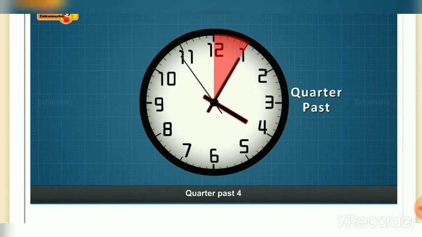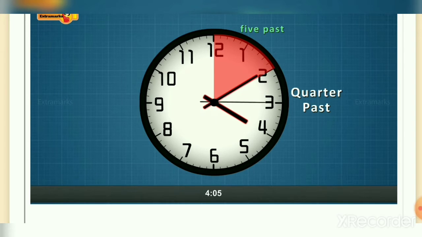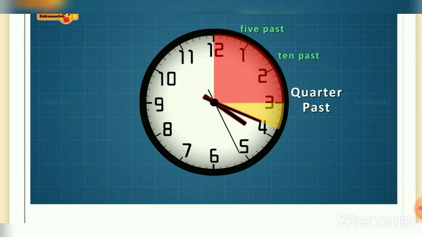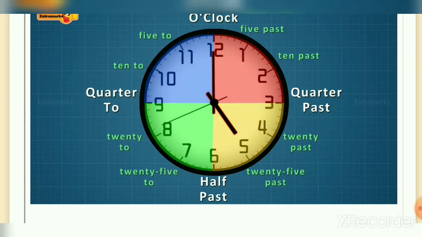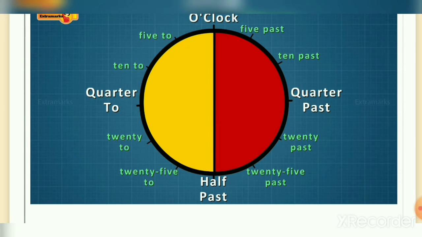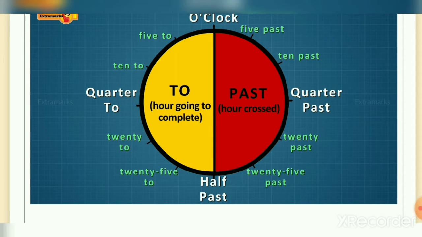If the minute hand is on 1, we can say that the time is 4:05 or 5 minutes past 4. Likewise, if the minute hand is on 2, we can say that the time is 4:10 or 10 minutes past 4. When the minute hand has reached 9, it means it has completed 3 quarters. So we can read it as quarter to. The word past refers to the hour that the clock has crossed and to refers to the hour that it is going to complete.